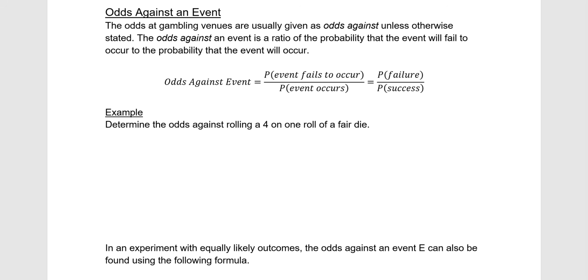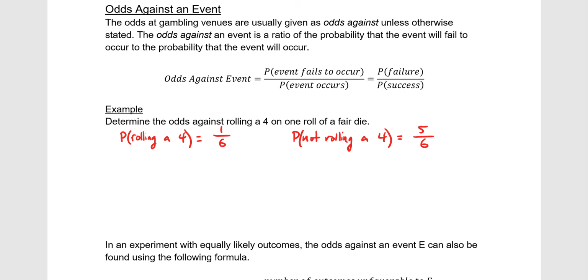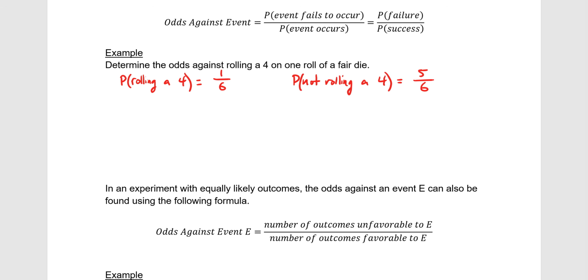Let's determine the odds against rolling a 4 on one roll of a fair die. We need the probability of success, which is the probability of rolling a 4, and the probability of not rolling a 4. First, the probability of rolling a 4 is 1 out of 6, because we have one possible outcome that results in a 4. Then the probability of not rolling a 4 is 5 over 6. There are 5 numbers that are not 4s. So this is the probability of failure over the probability of success.